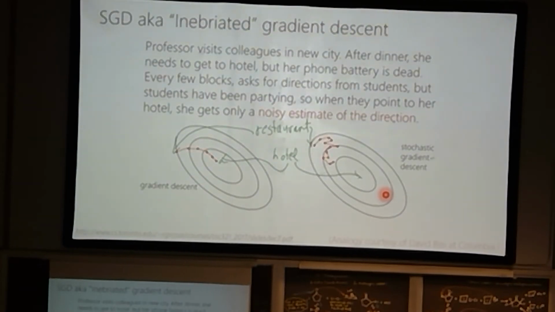Well, that depends. This analogy is courtesy of David Blei at Columbia. He's a really funny guy, and if you ever get a chance to hear him talk, you should do it. He calls stochastic gradient descent inebriated gradient descent. He thinks of it this way: you're at some restaurant and you need to get to your hotel, and with regular gradient descent, you get a clean estimate of the gradient. And if you have a well-behaved local geometry, then you're going to get there pretty quickly, pretty smoothly, pretty directly.